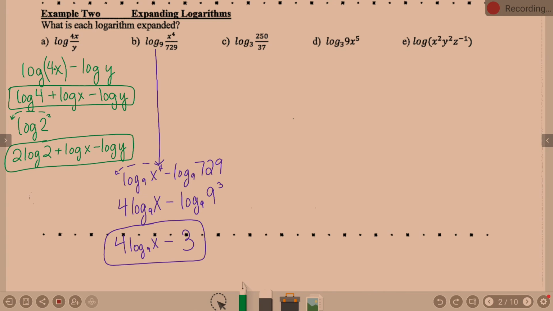Log base 3 of 250 over 37. Okay, what's the obvious? I expect everyone can get the obvious at this point. Subtraction. We see division, so we're going to rewrite it with subtraction. So this is log base 3 of 250 minus log base 3 of 37. I would like to think that's the obvious at this point.